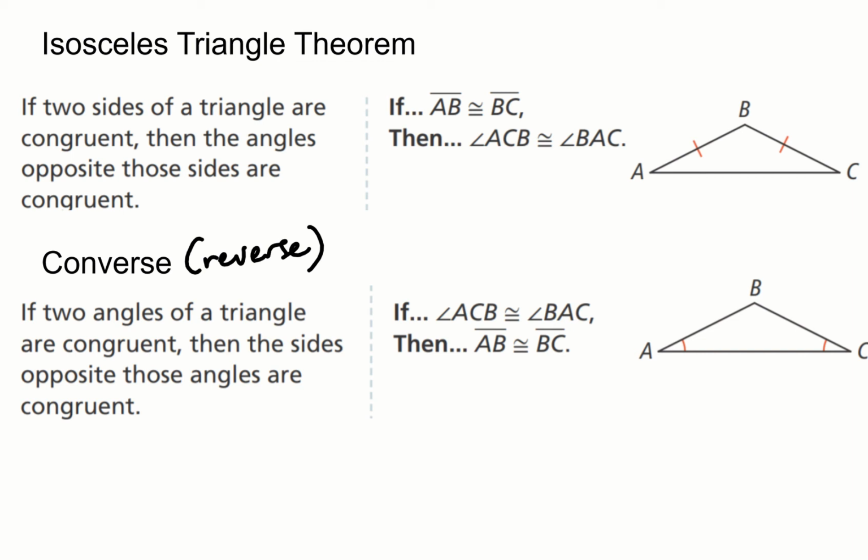So if you have a triangle and you want to determine, well, is it isosceles? Well, if these two angles right here are congruent, that means that these two sides opposite each of the angles are also congruent, which means that this is indeed an isosceles triangle. So this states that if angle ACB is congruent to BAC, then that means AB has to be congruent to BC.